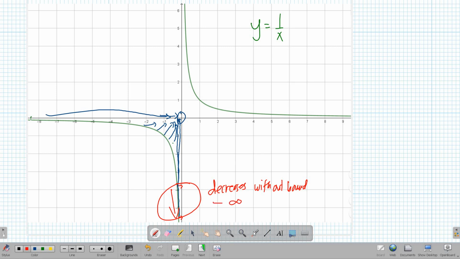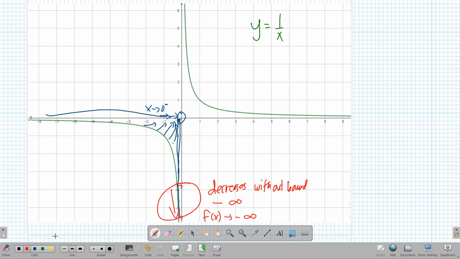So, as we can see, on the function y is equal to 1 over x, as x approaches 0 from the left, mind you, this is from the left, the y values or the f of x values decrease without bound, or, to use another term, the f of x values tend to approach negative infinity.